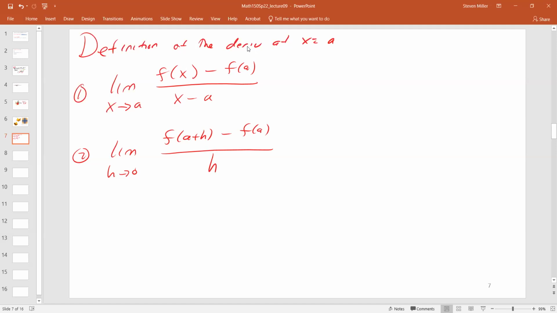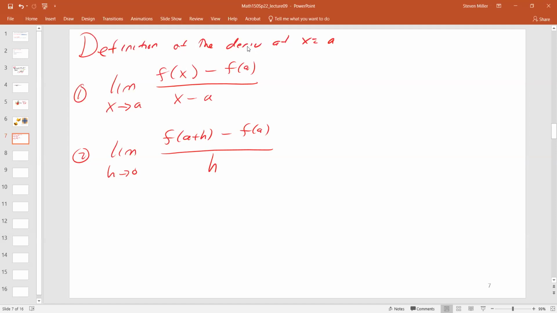Which one have you used the most? The first one. So you normally do x goes to a. I actually like the second one because then my limit is always the limit going to 0, and I'm looking at the slight change from that. And I'm evaluating, but both of them are actually nice.